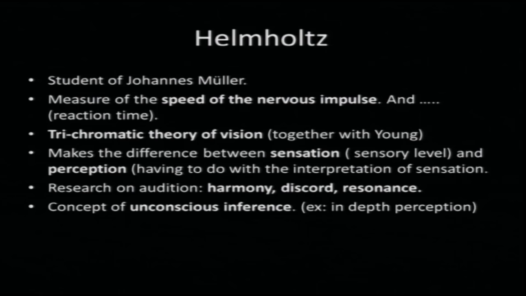But it was Helmholtz who actually gave the speed of the nervous impulse, the electricity which passes through the axon. He also gave the trichromatic theory of vision, the difference between sensation and perception, audition. He actually contributed a lot to understanding of the electrical activities in the brain. And as I told you last time, it is the neurotransmitters which actually pass the information from one neuron to the other. And as you would remember, it is not one neuron passing to one neuron. It's an ensemble of neuronal assemblies which pass information from one group to the other, irrespective of where they are situated.